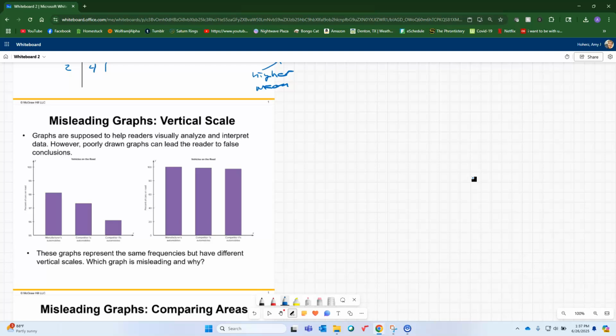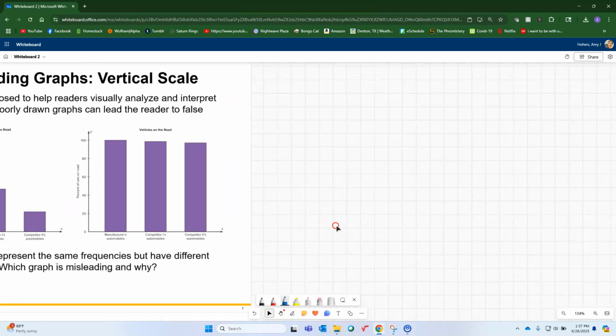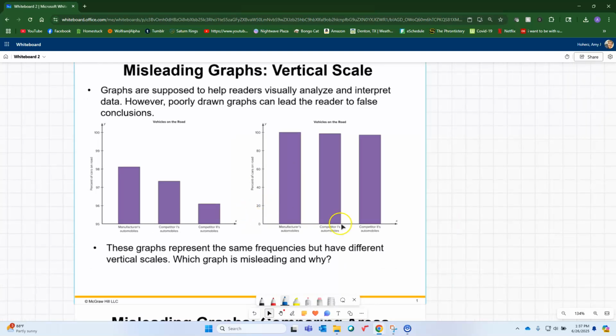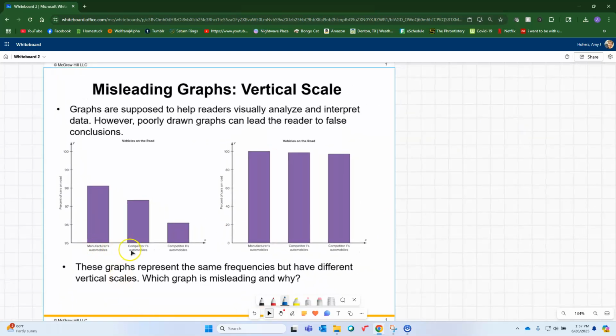So what makes this misleading? Well, in these two graphs, you'll notice they have the same title. They're both vehicles on the road. They're both manufacturers and competitors, two different competitors. Oh, competitor 1 and competitor 2. So we have competitor 1 and competitor 2, and then we have the manufacturer who probably did the study. And you'll notice the values are the same.